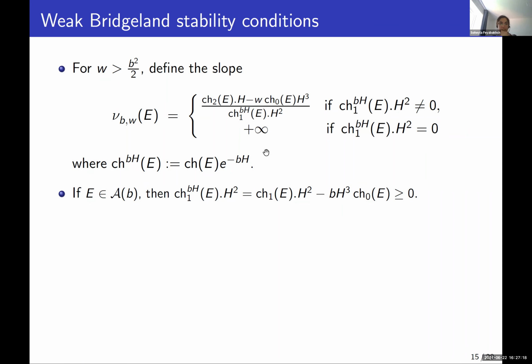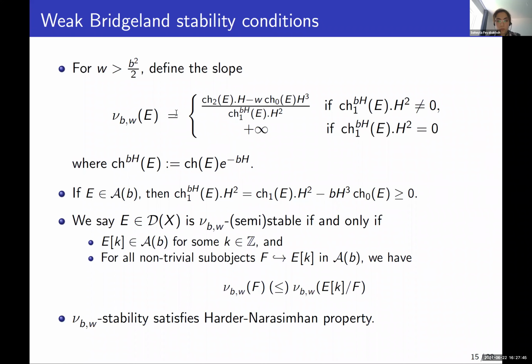You know, the point is that if you look at the definition of the objects in this abelian category, you can easily show that ch_1^{B}(E)·H^2 is always non-negative. So it behaves like rank in the classical notion of slope stability that we had for coherent sheaves. So again, ν_{B,W} slope for any B and W is again degree over rank. That's why we define ν_{B,W} semi-stability in a similar method as we define μ_H stability.